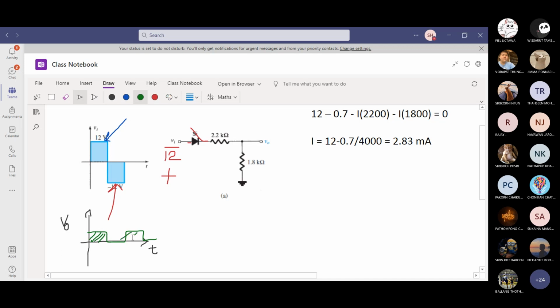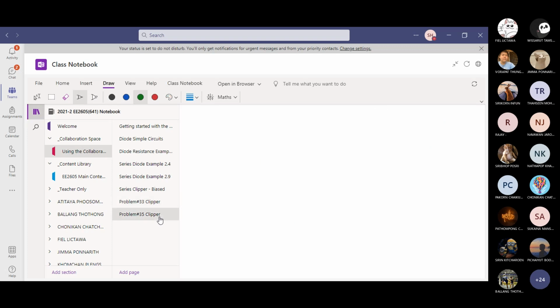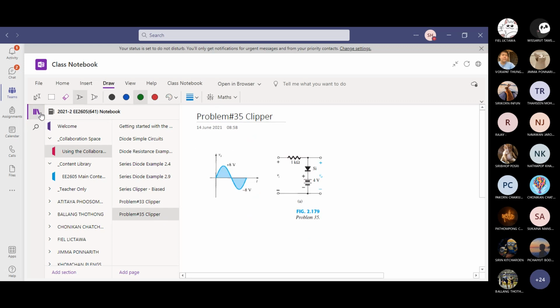The rest of the class, did you understand how this problem is solved? Yes. Okay. We have one more problem to look at. We have problem number 35, which is also a clipper. Looks like this one is a parallel one with the bias.